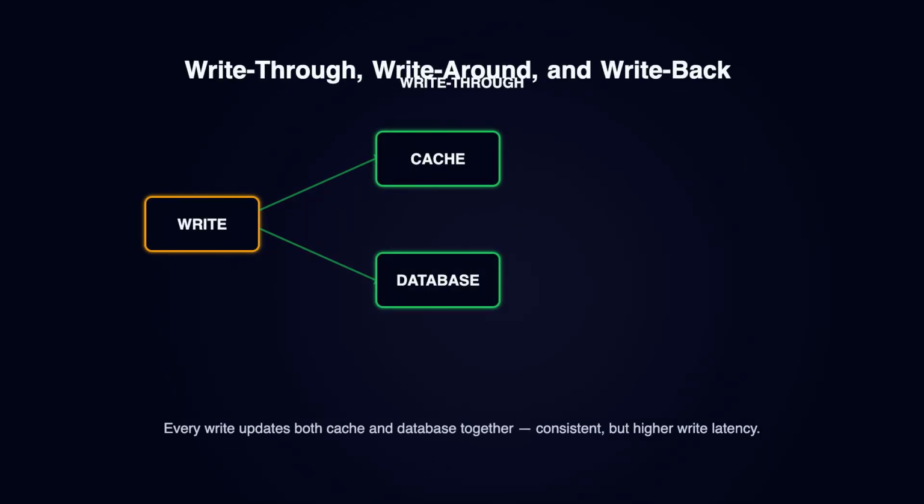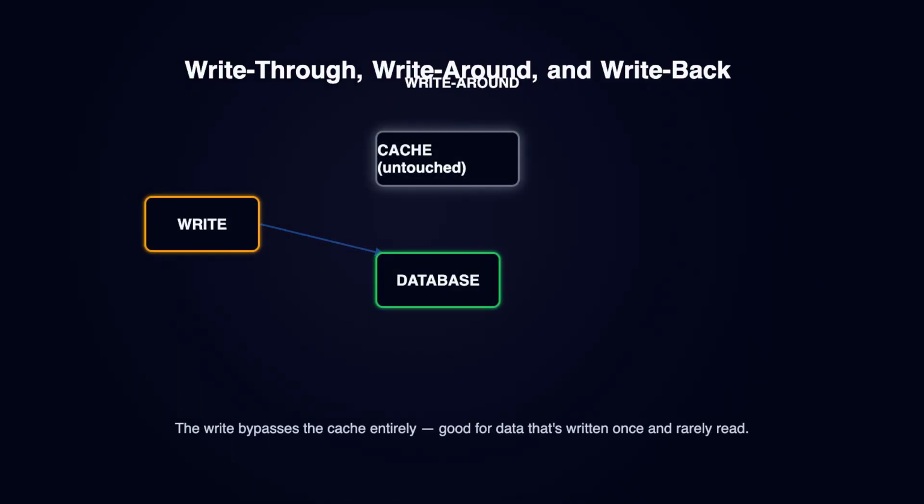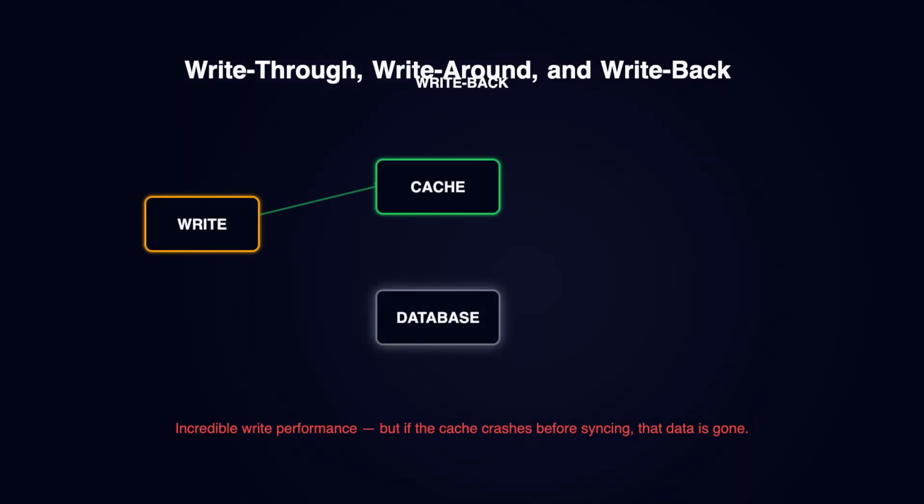Write-through updates the cache and the database at the same time. Consistent, but slower writes. Write-around skips the cache entirely and writes straight to the database, useful for data that's rarely read back. Write-back writes to the cache first and syncs the database later in the background, incredibly fast, but if the cache crashes before that sync happens, the data is gone.